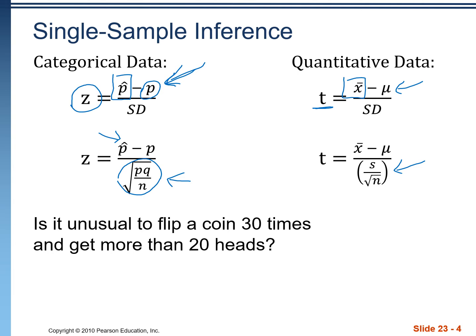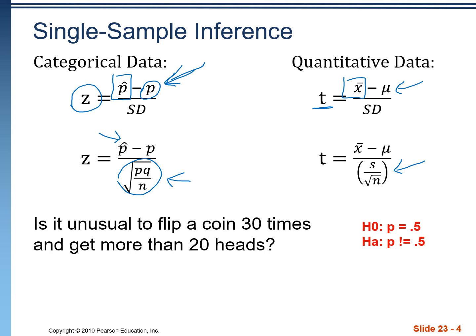So for example, is it unusual to flip a coin 30 times and get more than 30 heads? We always start with our hypotheses. If it's a fair coin, we're going to get heads 50% of the time. If it's not fair, we would get it some other percentage. The true proportion of heads is some other proportion.